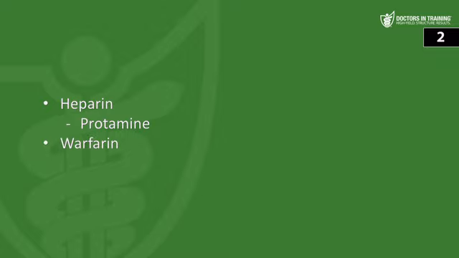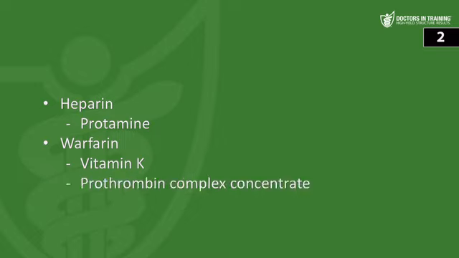Warfarin interferes with the liver's ability to make vitamin K-dependent coagulation factors, so the reversal agent is just going to be vitamin K. But since that actually takes several days to really improve coagulation, for immediate reversal of warfarin, we give prothrombin complex concentrates to replace those coagulation factors that the patient is deficient in. And the last one here is theophylline. You're going to use beta blockers for that.